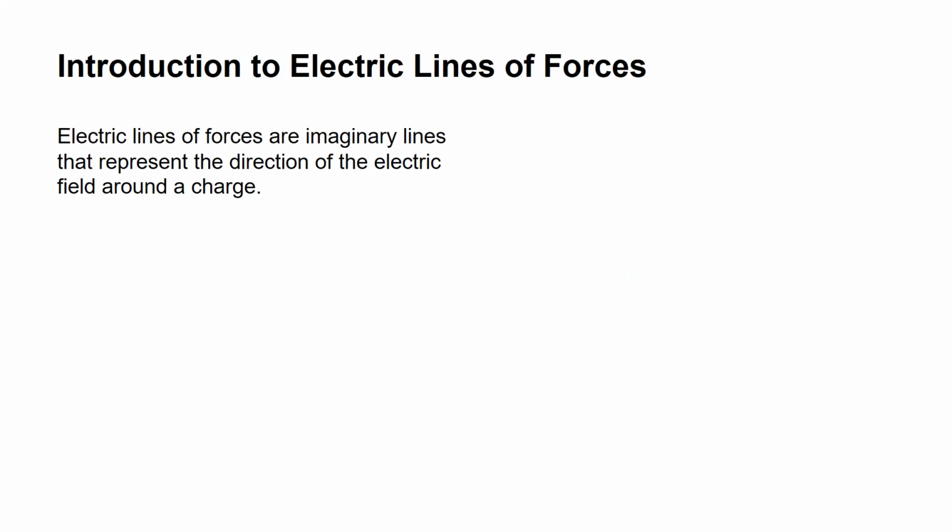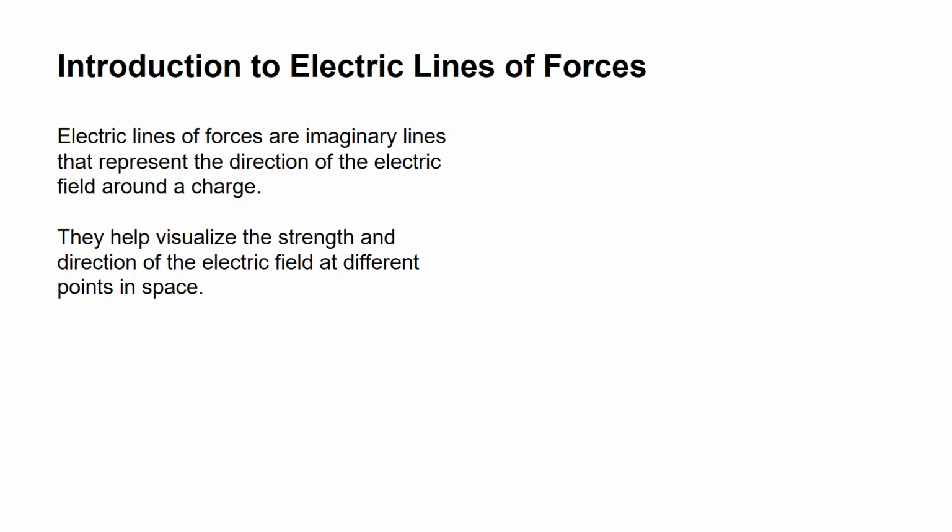So if you want to indicate the direction of electric field around a charge, you use electrical lines of forces. So they're imaginary lines that represent the direction of electric field around a charge. They help visualize the strength and the direction of electric field at different points in space.